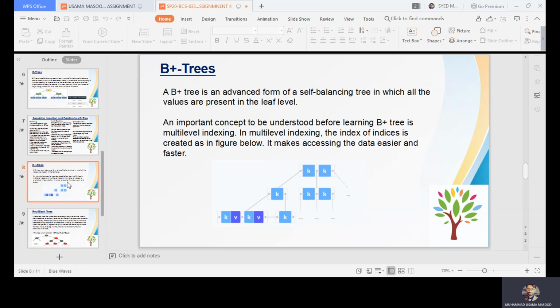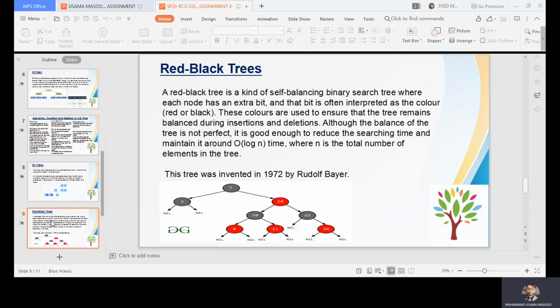Okay, now as I told you earlier, every tree has some disadvantages, so we will further move to a tree that is better in time complexity and better in every aspect. So we will finally move to the red black tree. This tree only covers the mechanism of colors, in which we use the colors red and black. And this tree was invented by Rudolf Bayer in 1972.